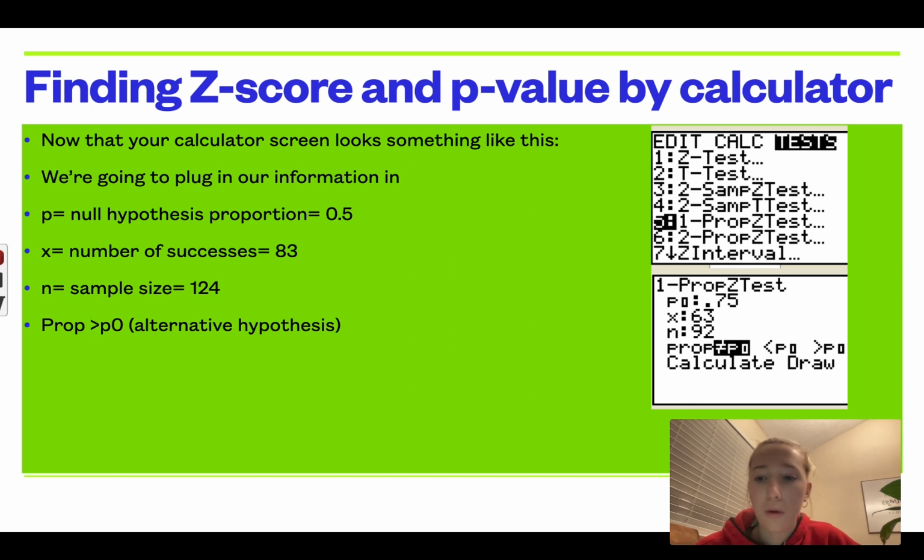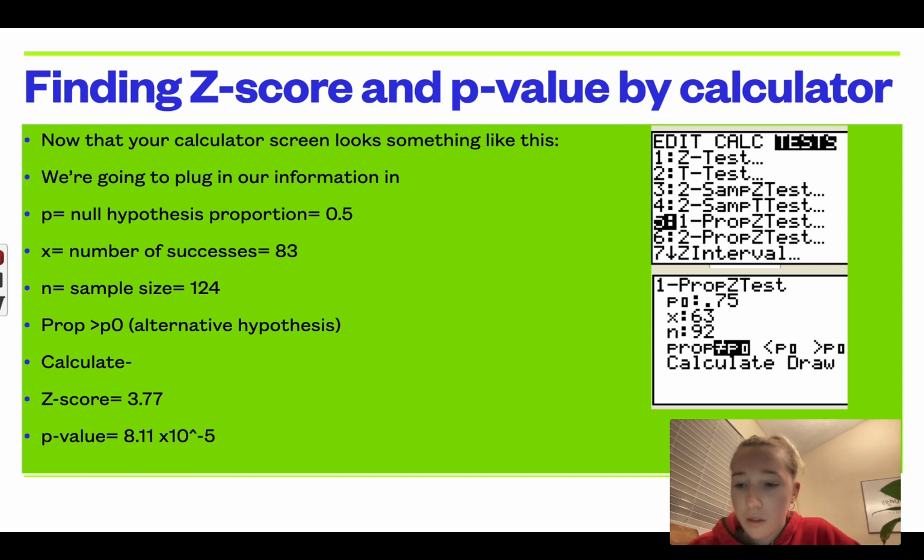And for the proportion, we're going to want that it's greater than p0, which is our alternative hypothesis in this situation. And once you press calculate, you should get a z-score of around 3.7, which should be very similar to our longhand. And the difference with this one is it's going to give you your p-value as well, which for me, I got 8.11 times 10 to the negative 5th, which, as you can tell, is a very small number.